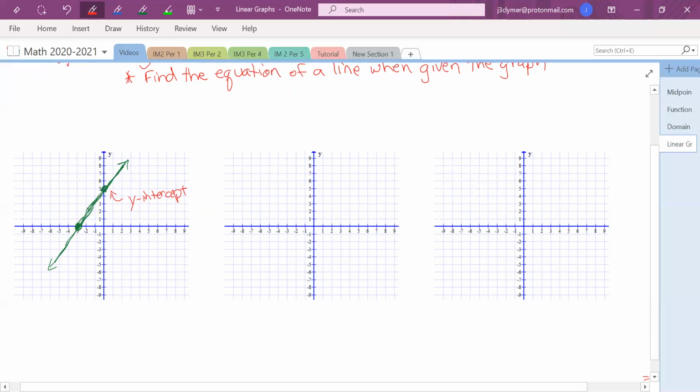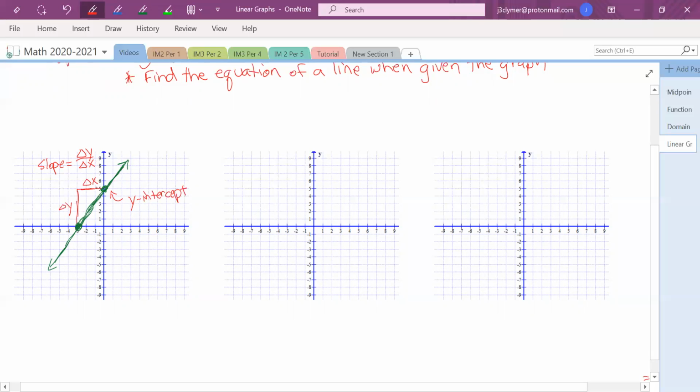The other thing that's important is our slope. Our slope is basically how far we go up, which we call the rise or the change in y, and how far we go over, which is the change in x. So the slope is a relationship between how much we go up versus how much we go over when we get from one point to another. It's our rise over run, also known as change in y over change in x. That's our slope.